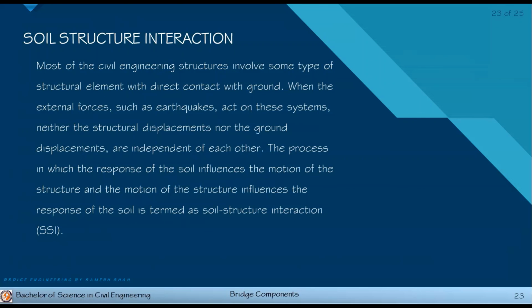So, soil structure interaction. Most civil engineering structures involve some type of structural element in direct contact with the ground. When external forces such as an earthquake act on this system, neither the structural displacement nor the ground displacement is independent of each other. So the process in which the response of the soil influences the motion of the structure, and the motion of the structure influences the response of the soil, is termed soil structure interaction, or what we call SSI.